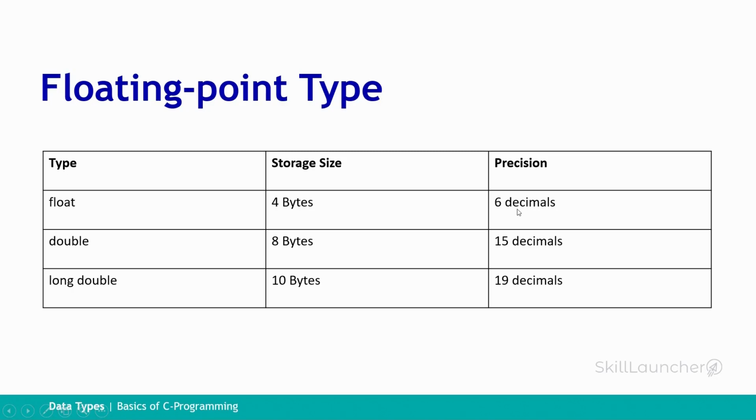Now what is precision? The number of decimal places this data type can store. Floating point number has 6 decimals of precision, whereas double has 15 decimals of precision. The size modifier long can be used with double. So long double has a storage size of 10 bytes and it increases the precision to 19 decimals. Generally, scientific values are very precise and contain a bigger number of decimals, so long double is used to store such values as it has a precision of 19 decimals.